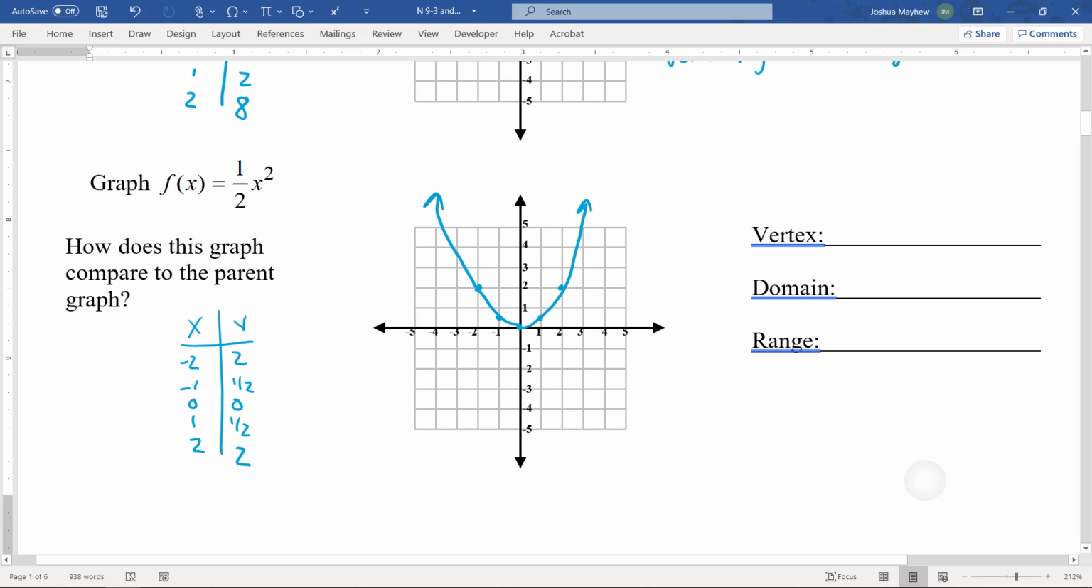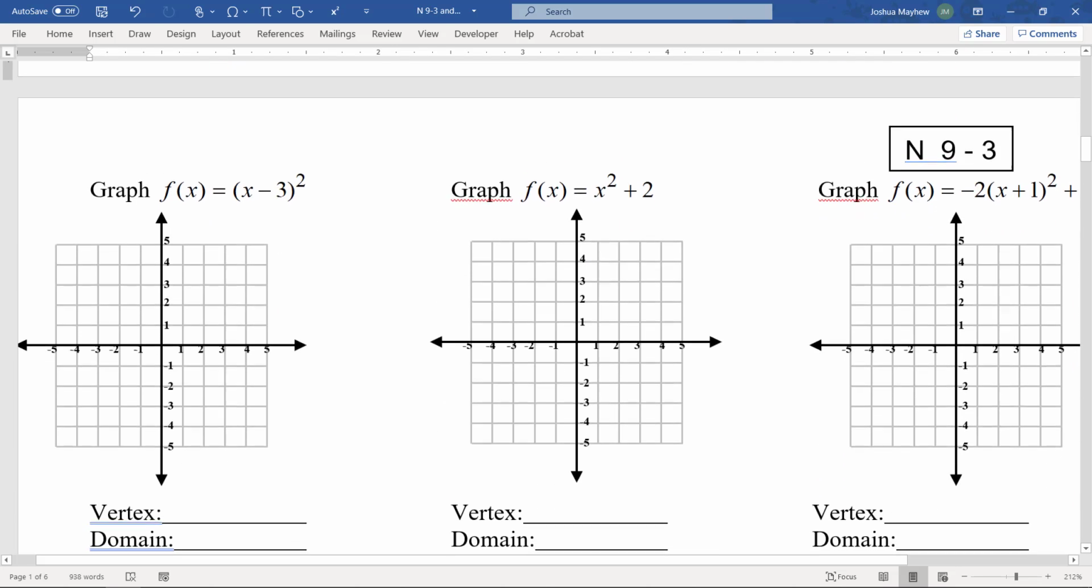Okay. There was what's called a vertical shrink by 1/2. This could also be called a compression. Each point was half the distance from the x-axis as the parent function. All right, the vertex is still 0, 0. Domain is all real numbers, and the range is y greater than or equal to 0. Hopefully this is making sense.